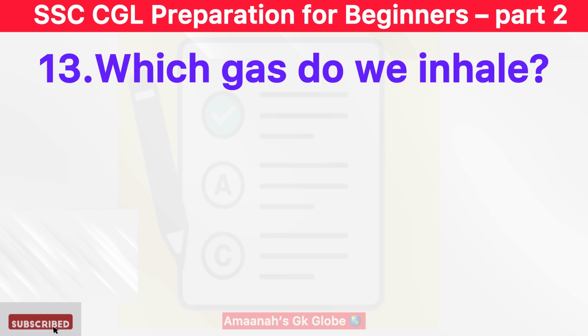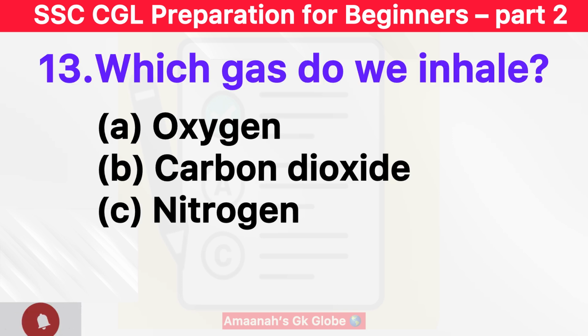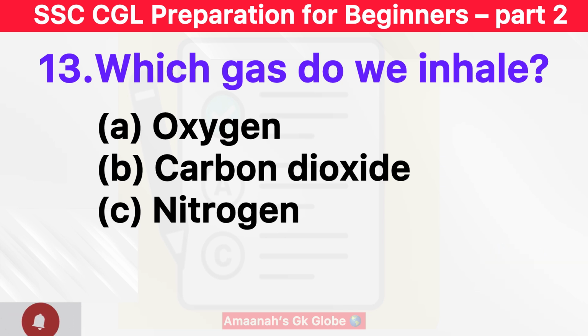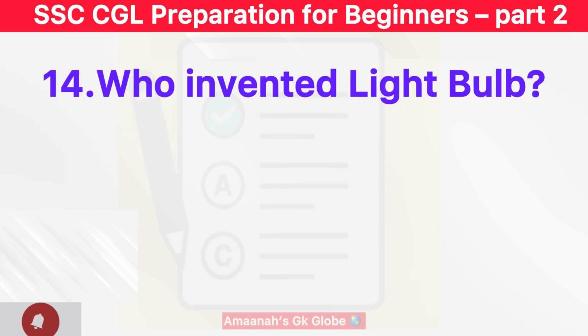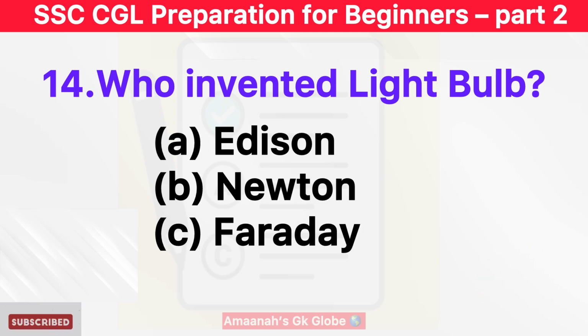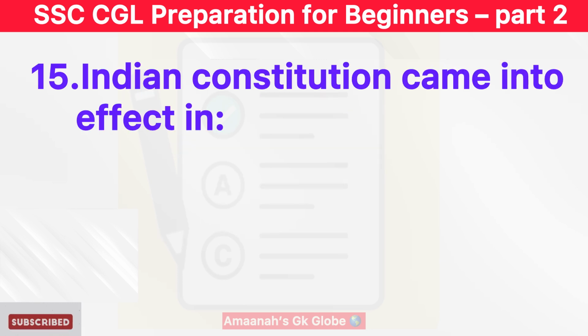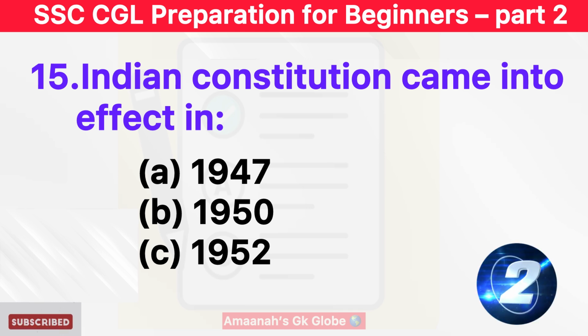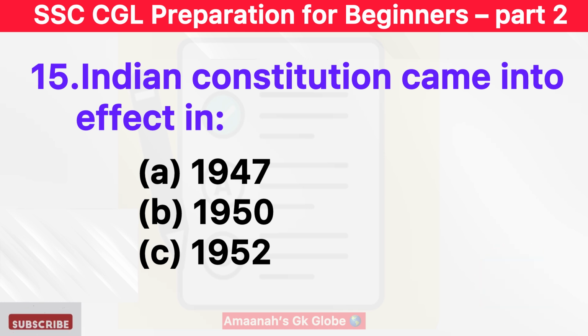Next question is, which gas do we inhale? Right answer is option A, oxygen. Next question is, who invented light bulb? Option A, Edison. Indian Constitution came into effect in? Right answer is option B, 1950.